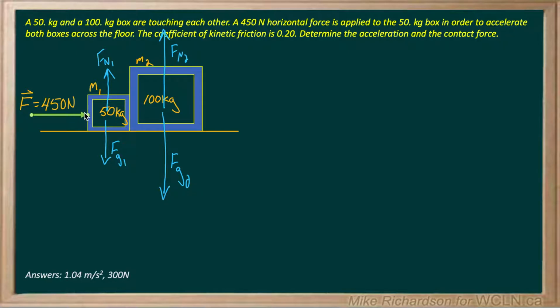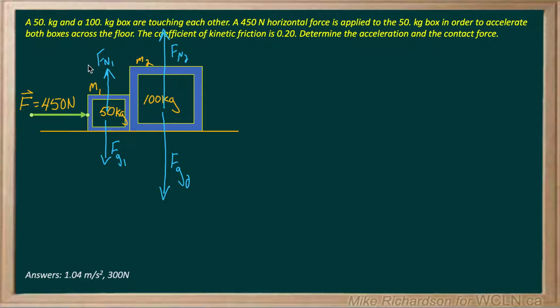So I've labeled the applied force of 450 newtons. Each mass has a force of gravity straight down, which I labeled Fg1 and Fg2, so we can distinguish between the two. F normal 1 and F normal 2 are equal and opposite to those two respective forces of gravity. They are equal and opposite because there is no net force vertically, so the forces must balance in that direction. So all those blue forces cancel each other off.